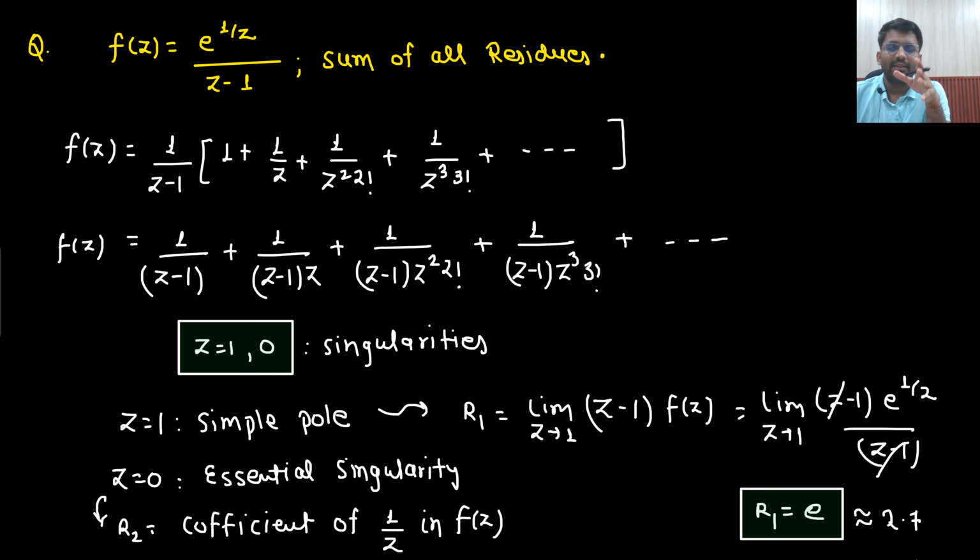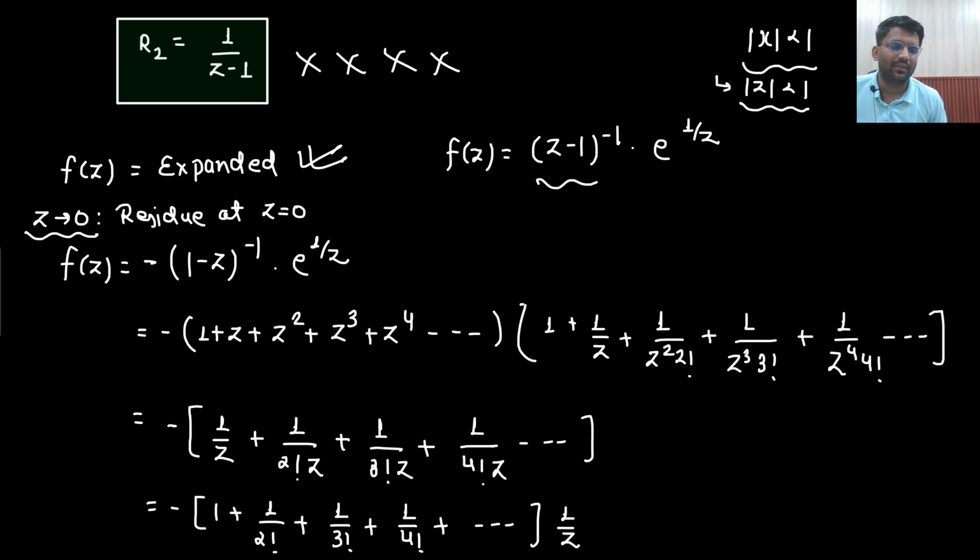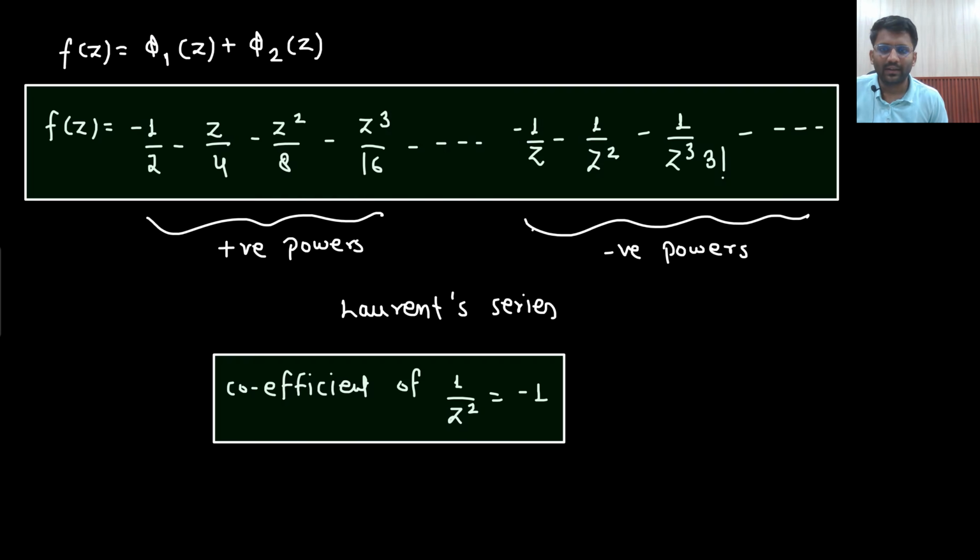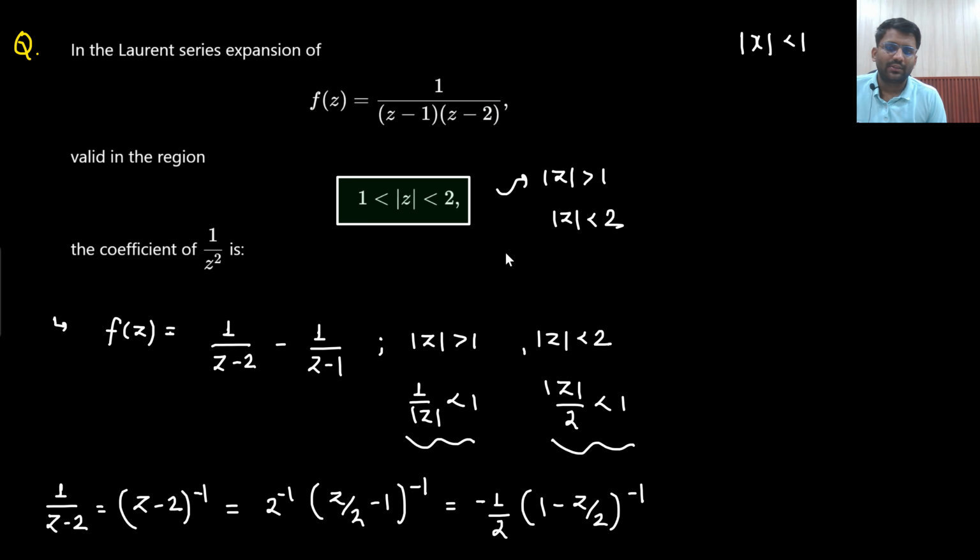I hope you would have understood this question. If some other kind of singularity is also present, that means you will have to expand the whole expression. The whole expression needs to be expanded. That means this 1 upon z minus 1 should also be expanded and e to the power 1 by z should also be expanded. Understandable?